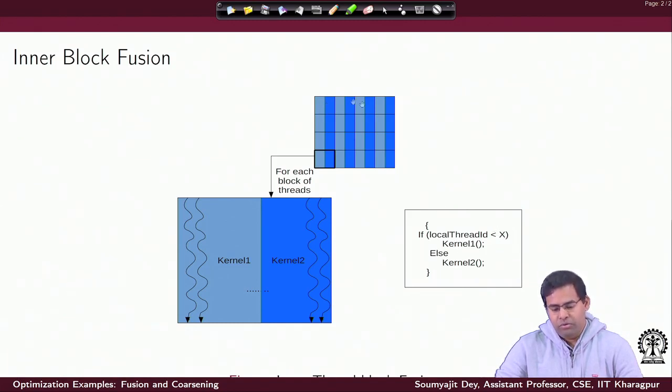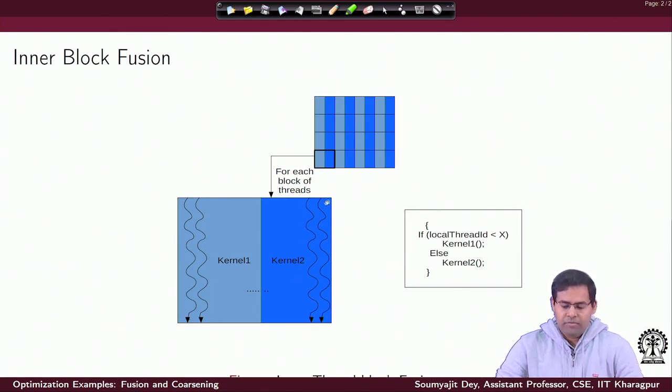So, for the fused kernel we will just figure out whether the local thread ID is strictly less than this x or not, and accordingly we will make the thread do the job for kernel 1. If the local thread ID is equal to x or greater than x, then we make it do the job for kernel 2, fine. So, this is how things will work. We will have the work here for kernel 1 and then we will have the work here for kernel 2.